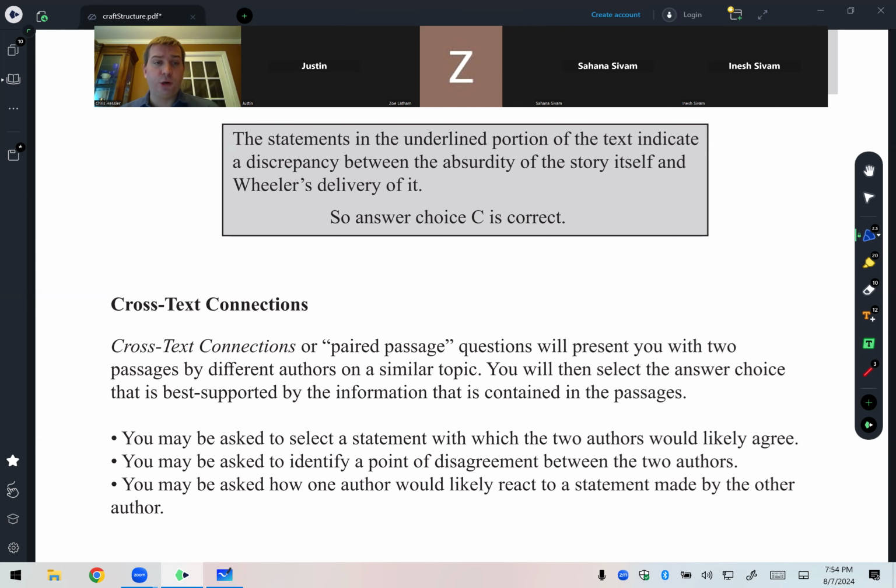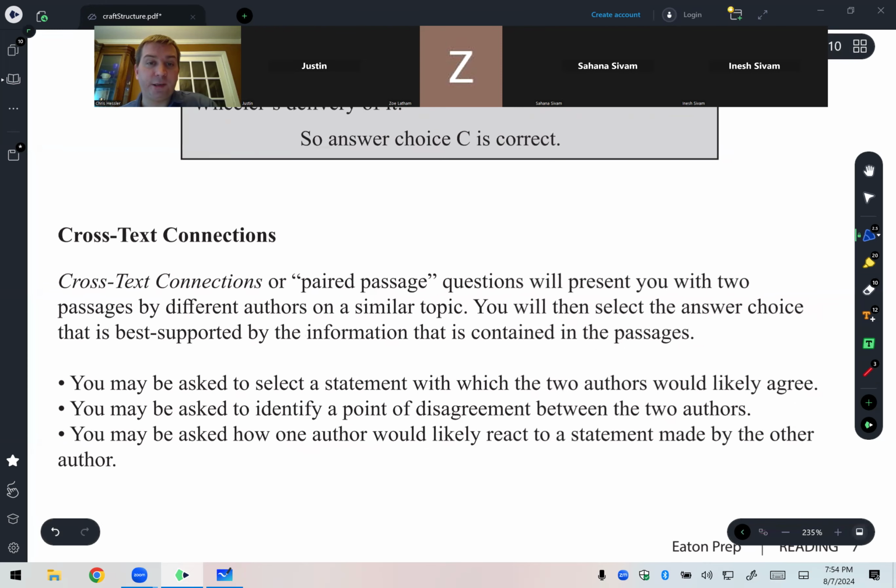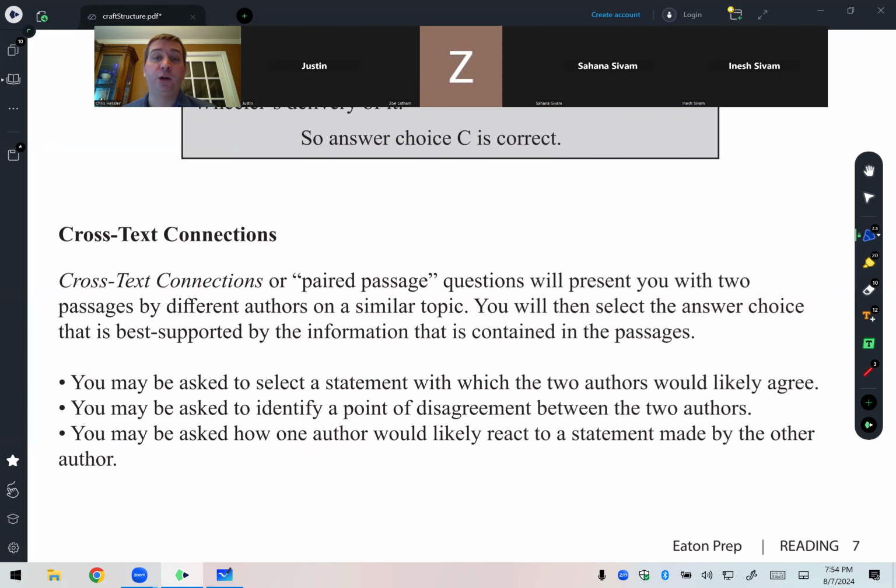I'm going to go over these bullet points because these are important. You may be asked to select a statement with which the two authors would likely agree. That's a very common type of question with this. You may be asked to identify a point of disagreement between the two authors. This is highly likely. The authors probably do not agree 100% with one another. They probably have a different perspective on the same issue. And here's our third bullet point. You may be asked how one author would likely react to a statement made by the other author. This is a super common question.